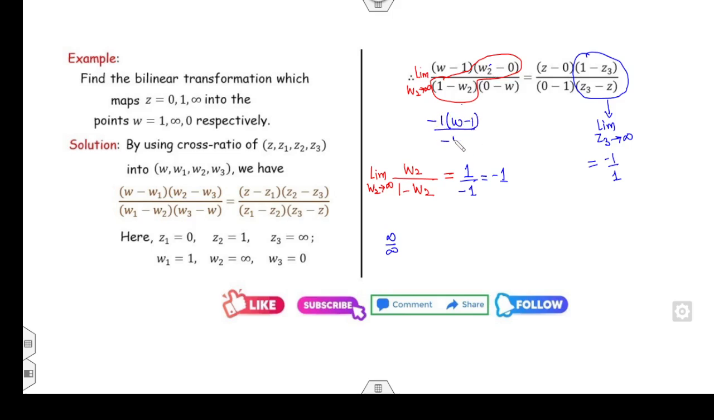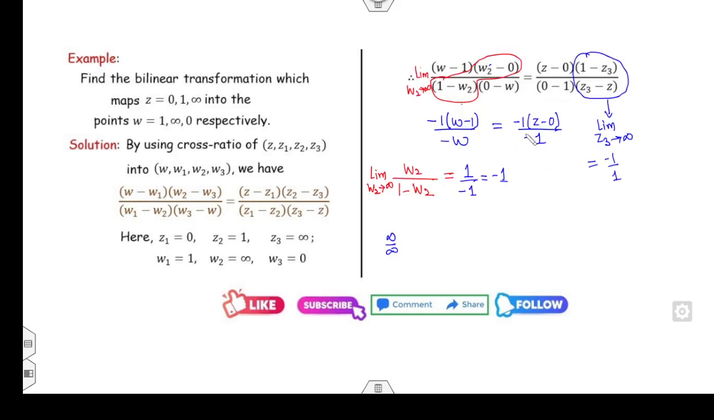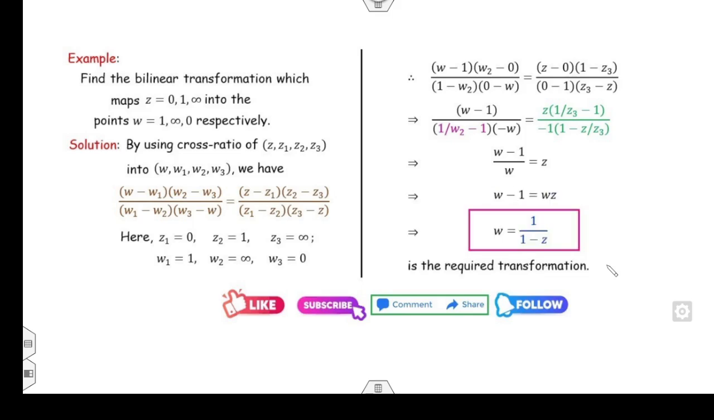And this number is again minus 1, Z minus 0 over minus 1. Now you can see minus and minus cancel, minus and minus cancel, W minus 1 over W is equal to Z. So can you find the value of W? W minus 1 is equal to WZ. So W is common, W times 1 minus Z is equal to 1. W will be 1 over 1 minus Z, which is the required transformation of this bilinear form.